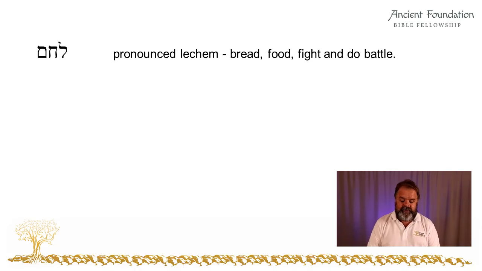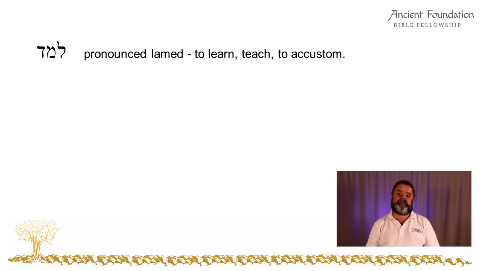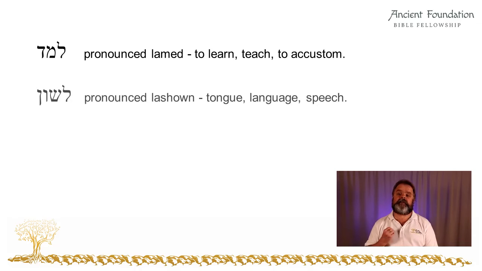Another Hebrew word is pronounced layla, and this is simply the word for night. The next Hebrew word is pronounced lamed, which is the same as the pronunciation of the letter lamed, and it means to learn, teach, and to accustom. And the last word I want to show you that starts with the letter lamed is pronounced lashon, and this is the Hebrew word for tongue, language, and speech, as they all are the same.